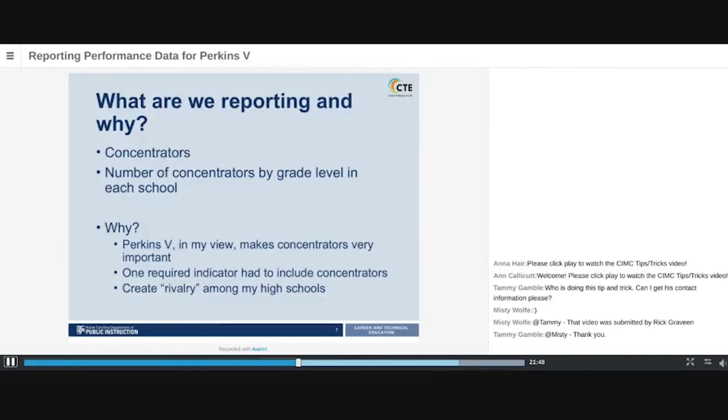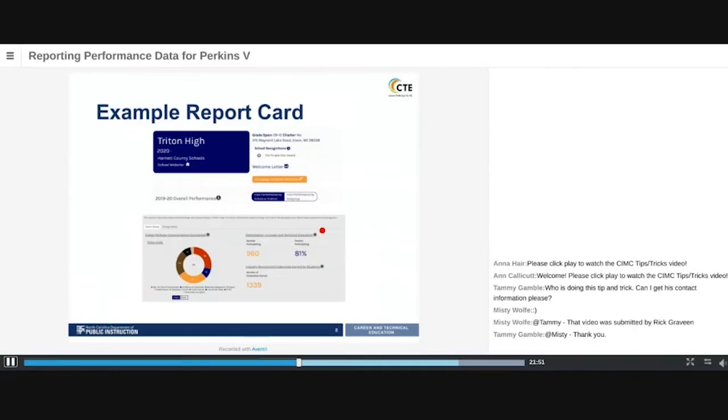And also, when you start thinking about the concentrators, I don't know if you know it or not, but on the newest report card, it's going to show the number of concentrators and the number of credentials at each high school. So, again, this is a very public-facing document that is going to show everyone in your community how you compare in concentrators with other schools.